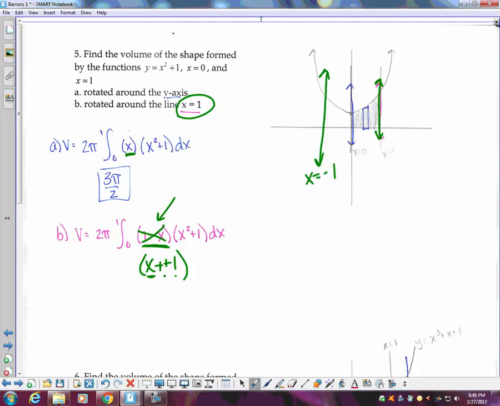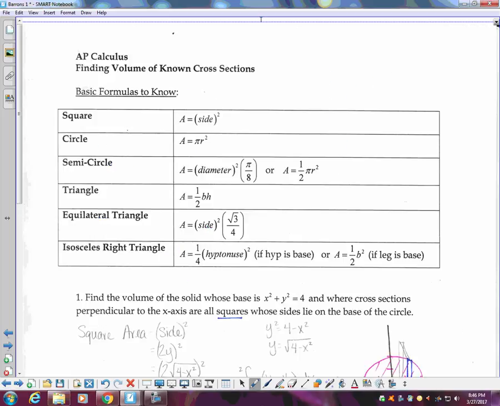Before we go on to that, no, I think we're good. Okay. The only other thing we did here was cross sections, and these are the formulas you need to make sure that you remember. Nothing's getting rotated, but you're slicing with certain shapes, and you need to know these formulas, and they are on your formula sheet that you need to have memorized.